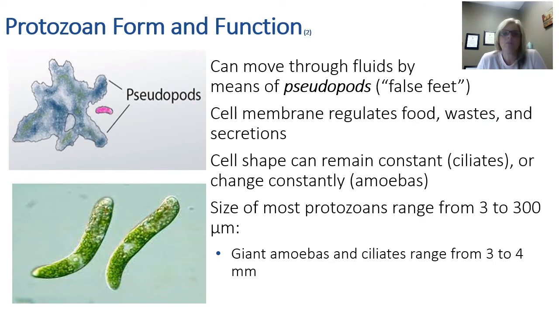So in order to get around, protozoa generally use pseudopods, cilia, or flagella to move through fluid mediums. They do not have a cell wall, so that allows them to be very flexible. The cell membrane is going to regulate movement of food, water, and secretions. Ciliates, okay, this is a ciliate here, have a shape that remains constant, cigar shaped for this particular one. Okay, so they're going to have an actual shape, something unlike an amoeba up here at the top. That's going to be more changing.